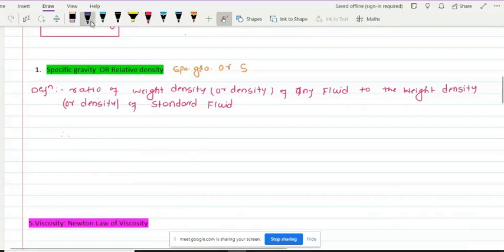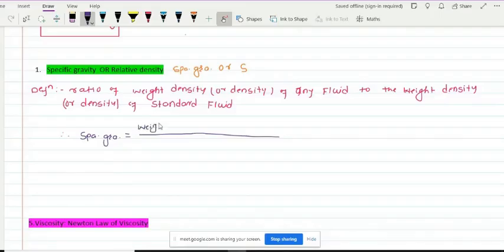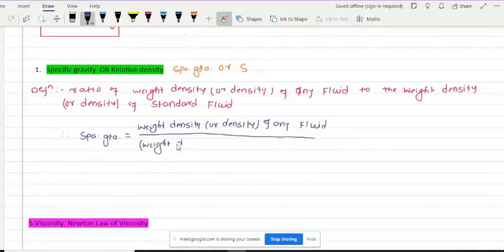Therefore, mathematically you can write specific gravity is equal to the weight density, or simply density, of any fluid divided by the weight density, or density, of the standard fluid. We consider here a standard fluid.